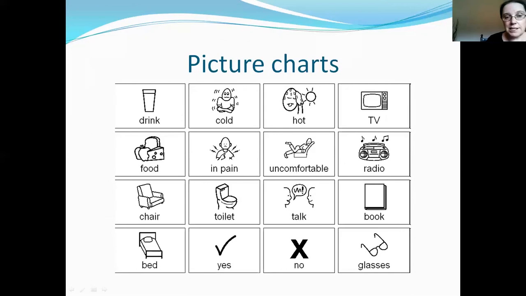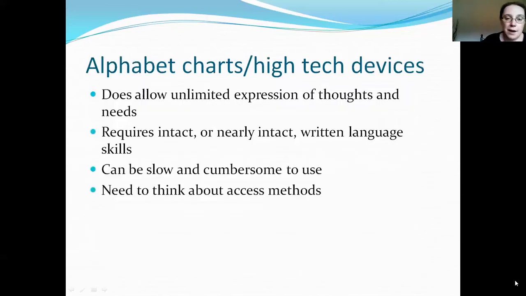And the important thing to say about any kind of communication aid really is it's most effective when it's used early on and it's used regularly. It's no good being put in a drawer and then only coming out when the speech therapist comes to visit, which can happen sometimes.